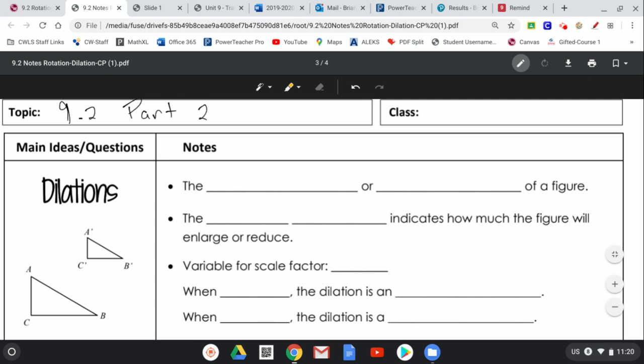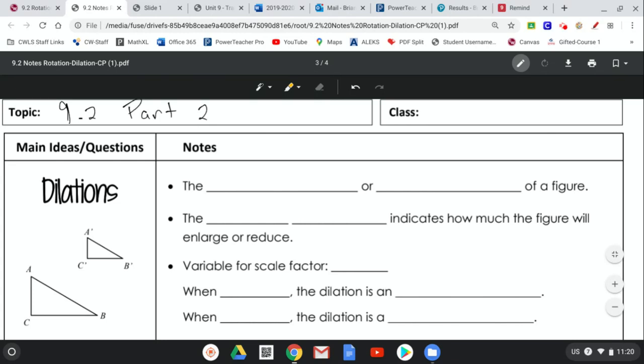All right, guys. So we are on 9.2. This is the second part. So we're on to dilations. This is the only transformation that is not a rigid transformation, meaning that after we find out what the image is, it's not going to be congruent to the pre-image. For dilations, something is getting bigger or smaller.